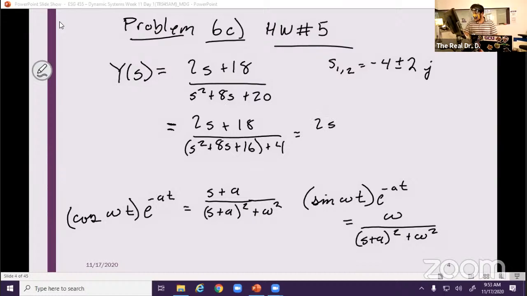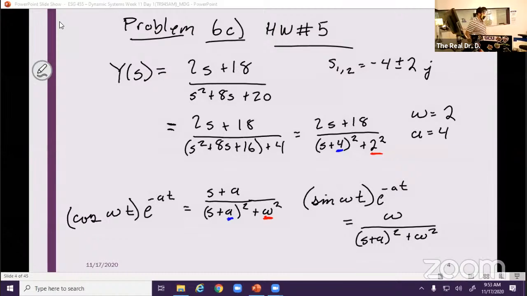And this now has the added benefit of us having something that looks like this, where 2 is omega and a is 4.